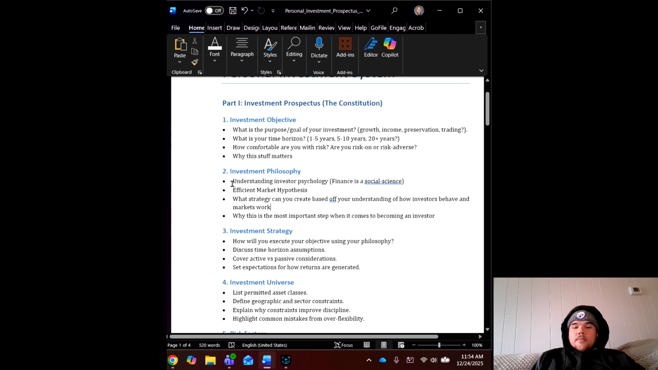So that's kind of why understanding investor psychology is important. That's just an example. It's also why understanding the foundation of basic economics and basic psychology plays a vital role in investing.